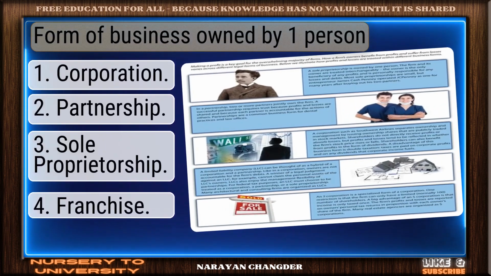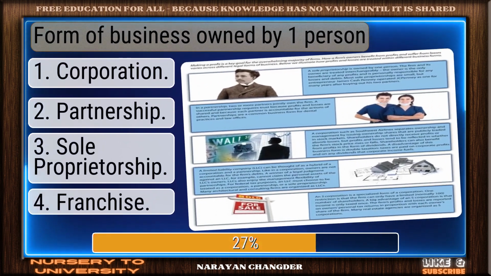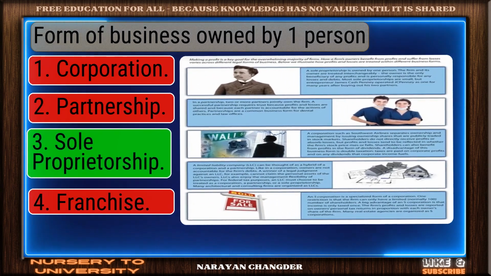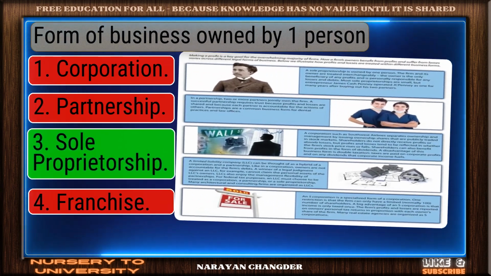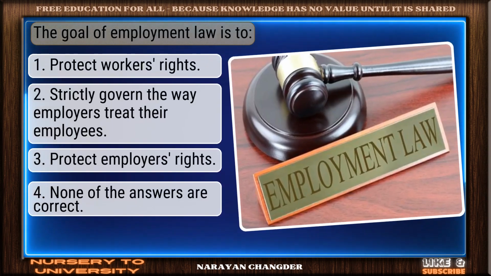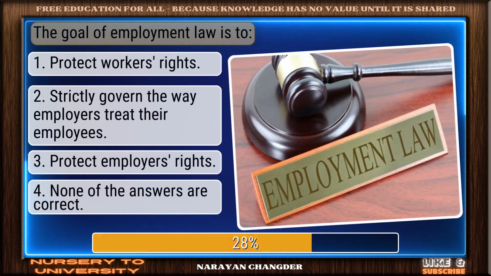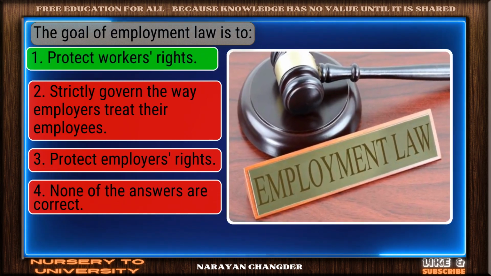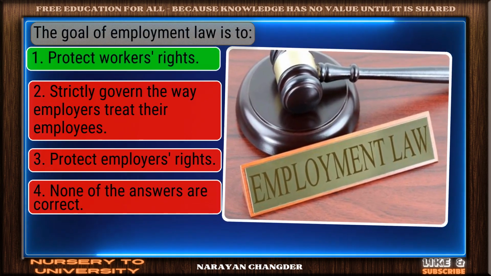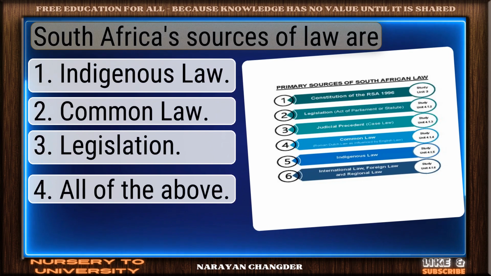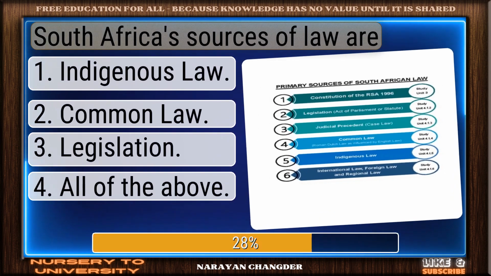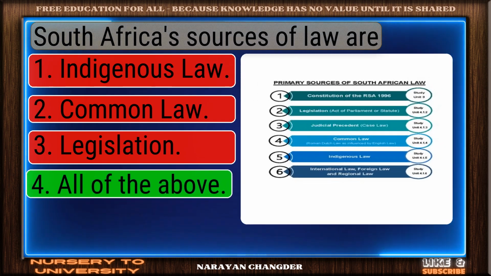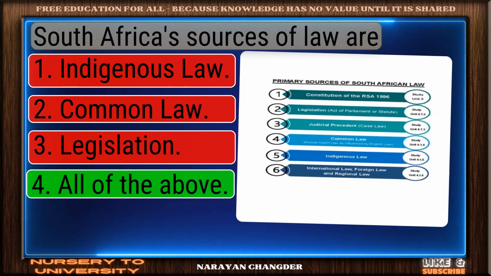Form of business owned by one person. Great thinking. Sole proprietorship is the right choice. The goal of employment law is to. Correct response. Protect workers' rights is the most accurate answer. South Africa's sources of law. Good thinking. All of the above is the right answer.